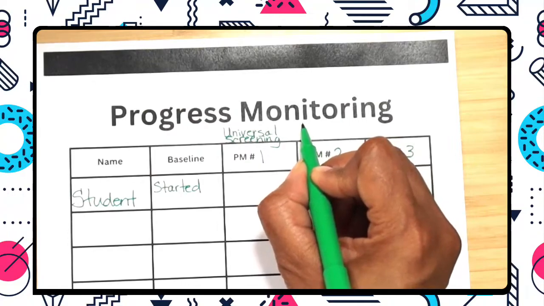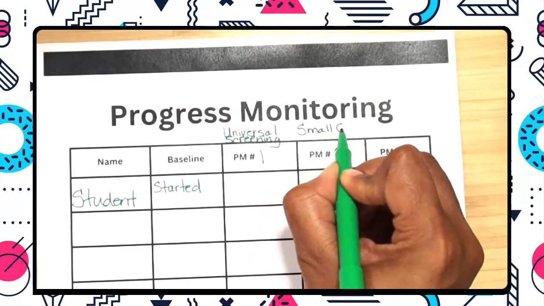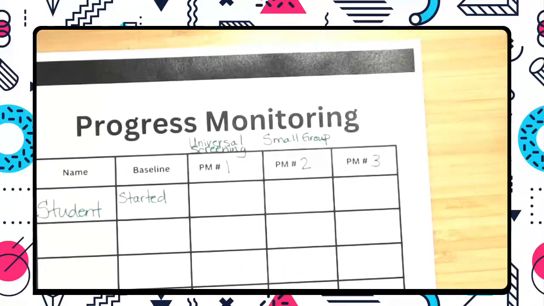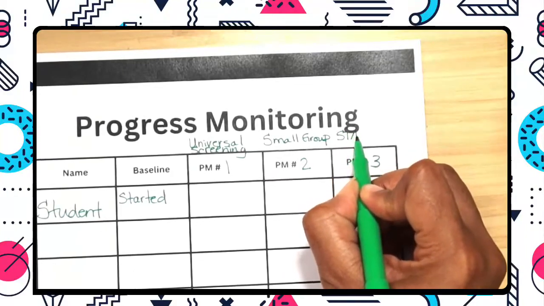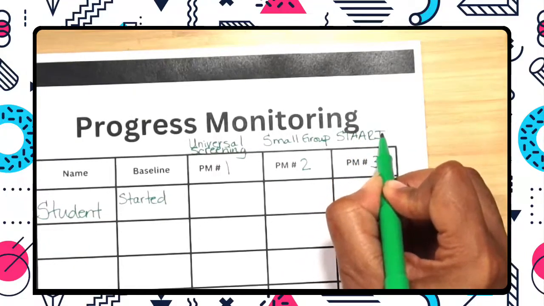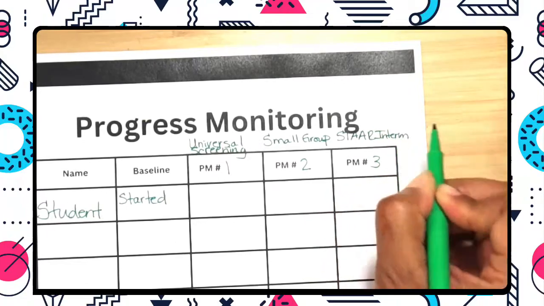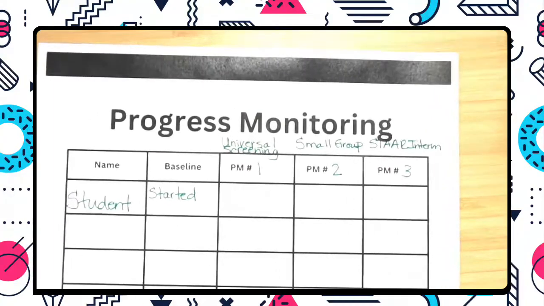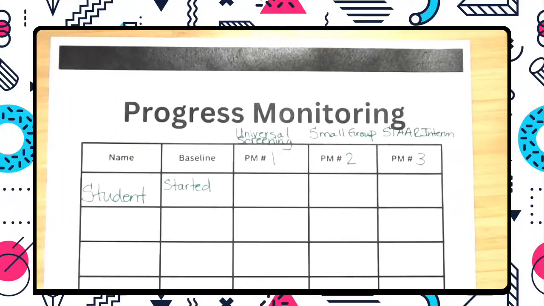And then you may have started your small group data, and then we took the STAR interim, and there's your 3 pieces of data. Now, from these 3 pieces of data, you need to do something with the data. In order for it to be a formative assessment, you have to do something with the data.